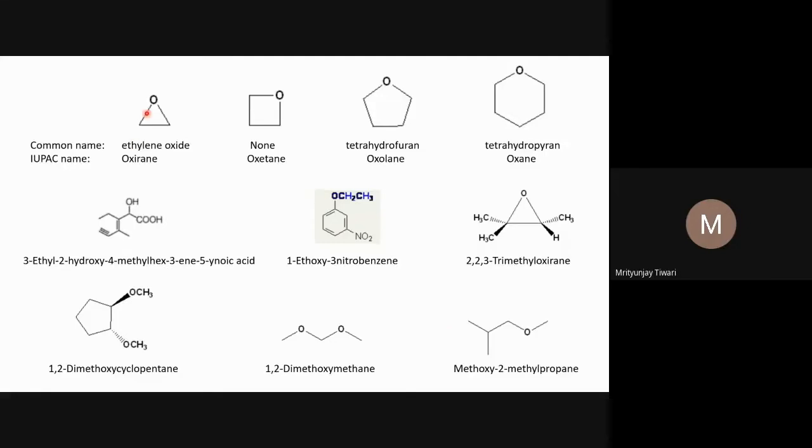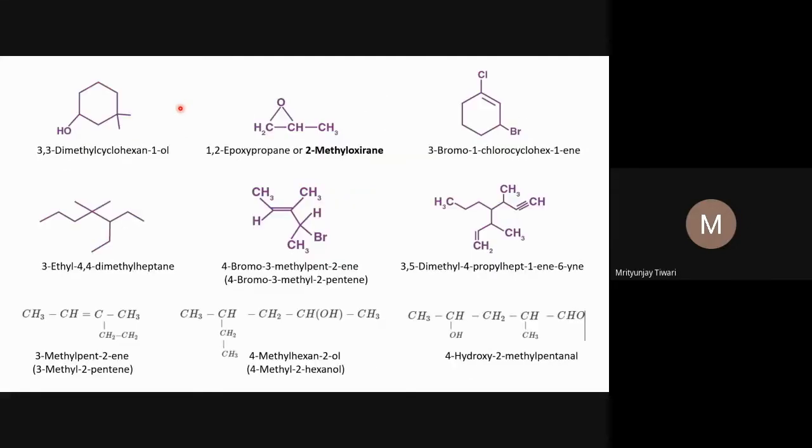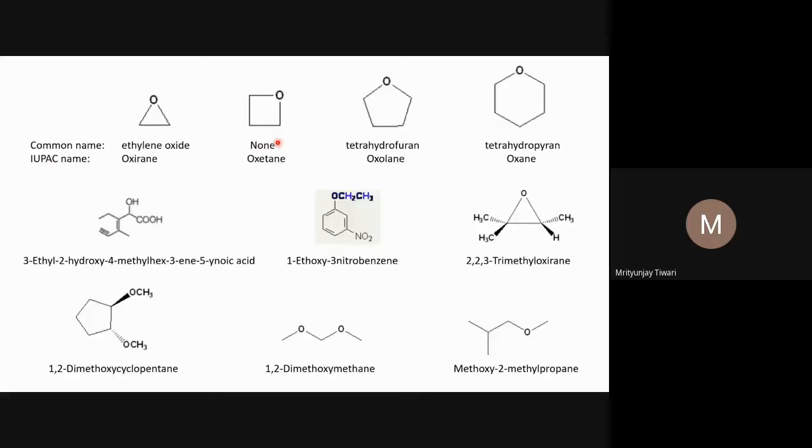Now let's see this. As I said, this compound with the CH2CH2O group, this group has oxygen, and so this is an epoxide. The common name is ethylene epoxide. This is the ethylene group, and epoxide is for the O. This is the common name; the IUPAC name of this compound is oxirane.